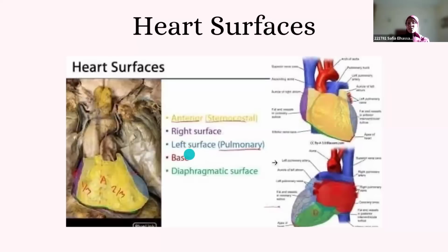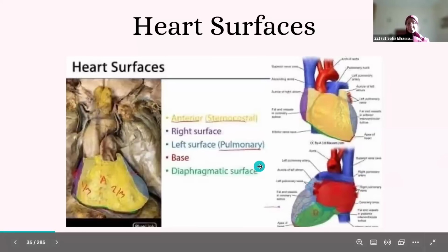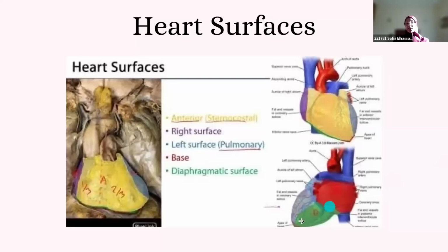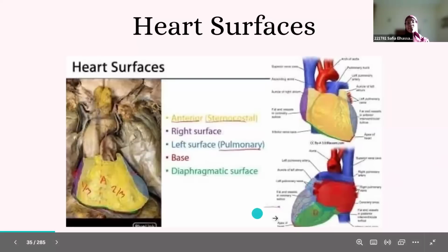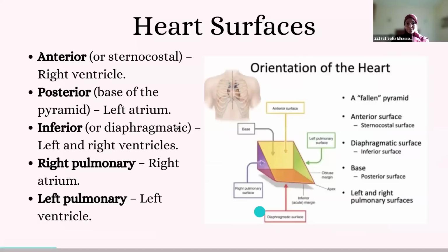And it also has a base. So a base would be located behind, and the reason why it's called a base is because the heart itself, in anatomical position, resembles a pyramid that has fallen over. So the base of that pyramid would be the posterior surface of the heart. And lastly, we have a diaphragmatic surface, which is located here at the bottom, and this is just where it rests on top of the diaphragm.